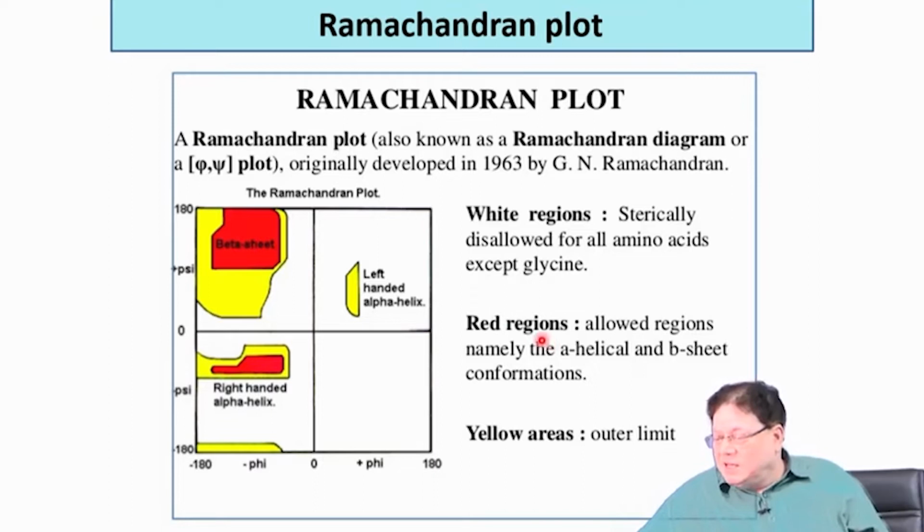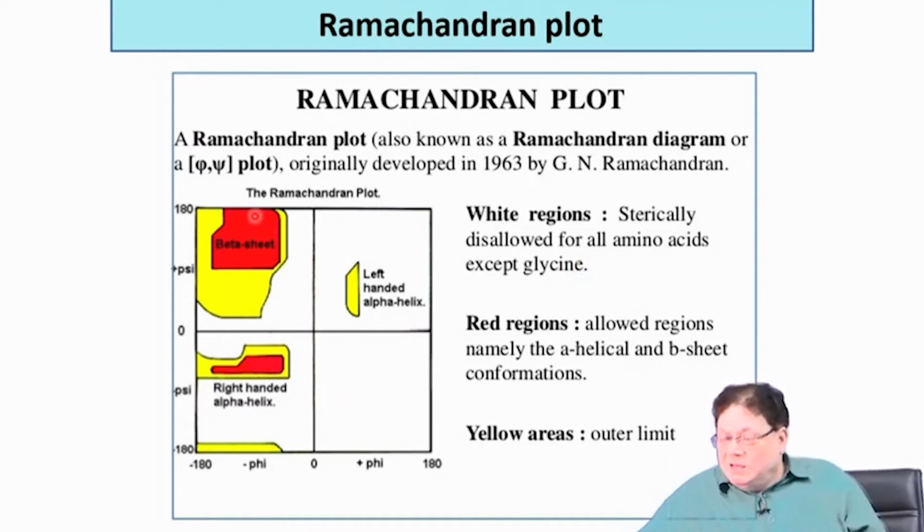So, the red ones are the allowed regions, namely for the alpha helix and beta sheet conformations. Now, this one is for beta sheet. That means for beta sheet the phi angle should be here. No? It cannot be 0, because the white region is sterically disallowed for all amino acids except glycine. Glycine does not have any steric effect.